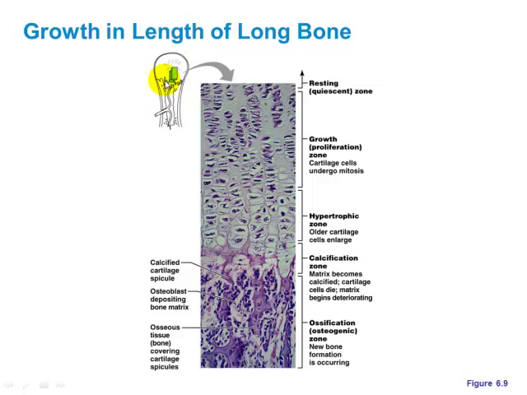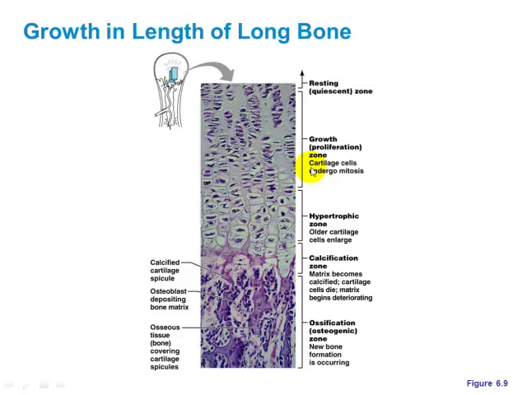Okay. So towards the epiphysis, up here on top, that's our resting or our quiescent zone. The word quiescent means resting. Then below it, we have the growth or the proliferation zone. This is where we're going to have the cartilage cells undergoing mitosis. So we're going to see larger cells dividing in two. Okay. Then we're going to see what's called the hypertrophic zone.